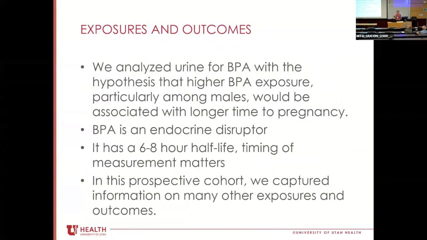So what did we measure all this stuff for? Well, BPA was our main exposure that we were interested in. It's an endocrine disruptor. And at the time that I wrote this grant, it was super hot, so that probably helped it get funded. But it was really just kind of a single transient chemical, right? Our idea is that in couples, especially where the man had a higher BPA exposure, we thought it would take longer for them to get pregnant. And so that was our main study question.